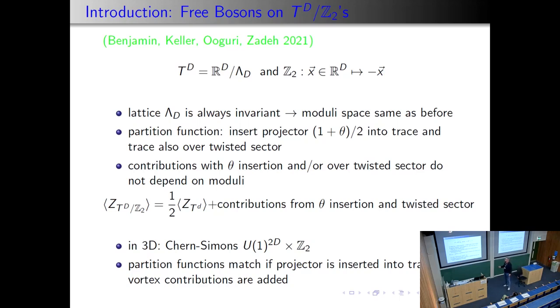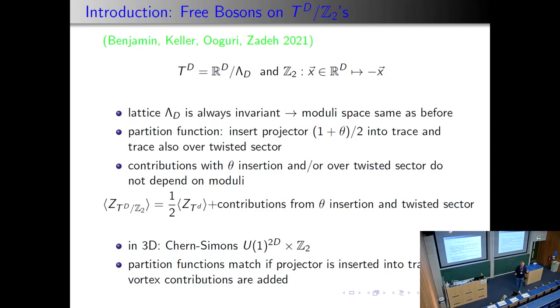The next example I want to discuss in this introduction is due to Benjamin, Keller, Ooguri, and Zadeh. There, instead of just looking at the torus, you look at an orbifold of a torus. When we describe the torus as modding out d-dimensional real space by a lattice, then the orbifold is described by just inversion at the origin of this covering space. Then any lattice is invariant, because the lattice vector is just mapped to minus the lattice vector, and that generates the same lattice. So the moduli space is the same as before.